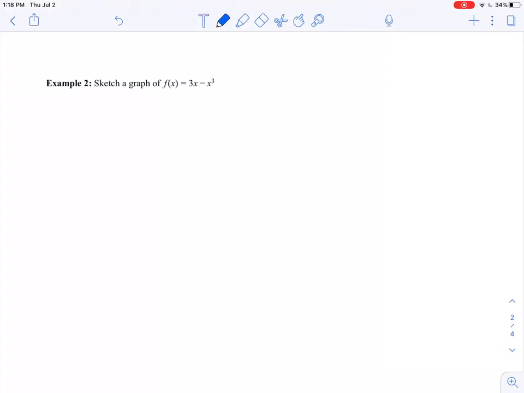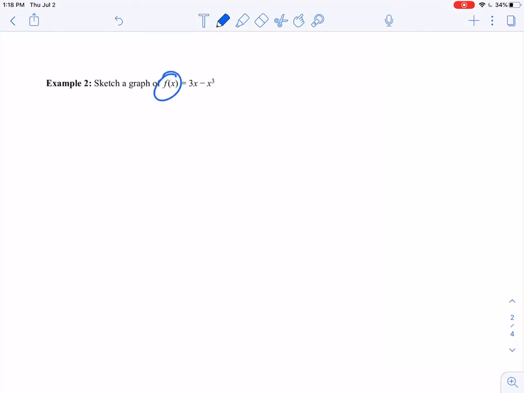In the last video, we were given a lot of the information about our function. Now we're going to say, okay, we're starting from scratch. We're just given this one single algebraic equation. We want to go and sketch the graph of this function. So that means I need to go and find all of that information myself. So we're going to start, we want to sketch the graph of this.